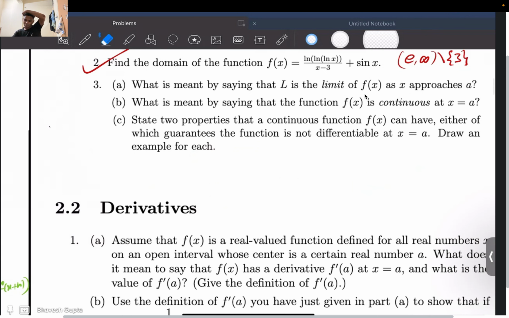state two properties that a continuous function can have, either of which guarantees that the function is not differentiable at x equal to a. So there are two properties that a continuous function can have, but that is not guaranteed in the case of differentiability. Can you guess what that is? Or do you want to try this and want me to answer next time? This one I didn't get. This question I don't know, sir.